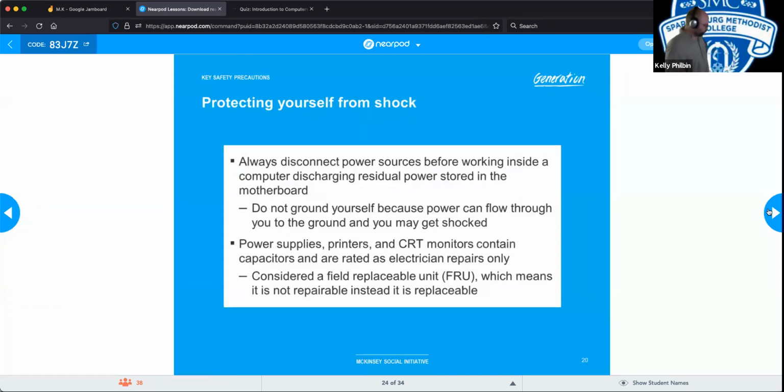Power goes through the path of least resistance, so try not to ground yourself out. Also, power supplies, printers, and CRT monitors contain components that we will not work on. They are field replaceable units, so if they break, we just swap them out. If a power supply goes out on a computer, you yank it out and put a new one in.